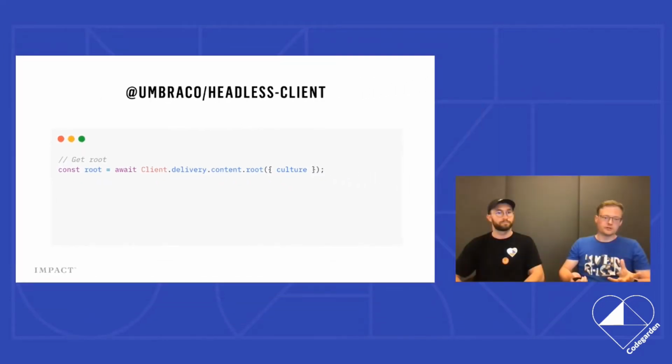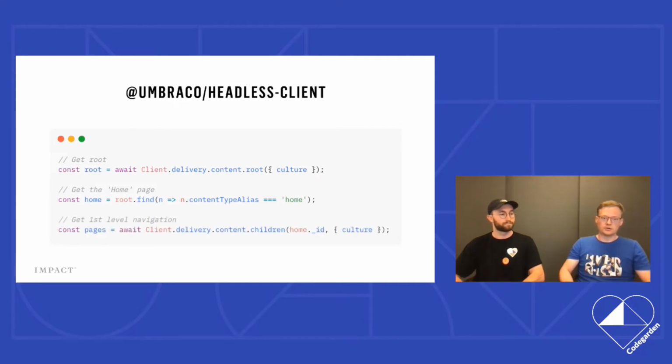The Umbraco client also contains helper functions to get the root of the project, which you could use to build out a navigation menu or sitemap. So we get the root, and here we find the home page, and we get the first level navigation by querying for the children of that page. Very simple.